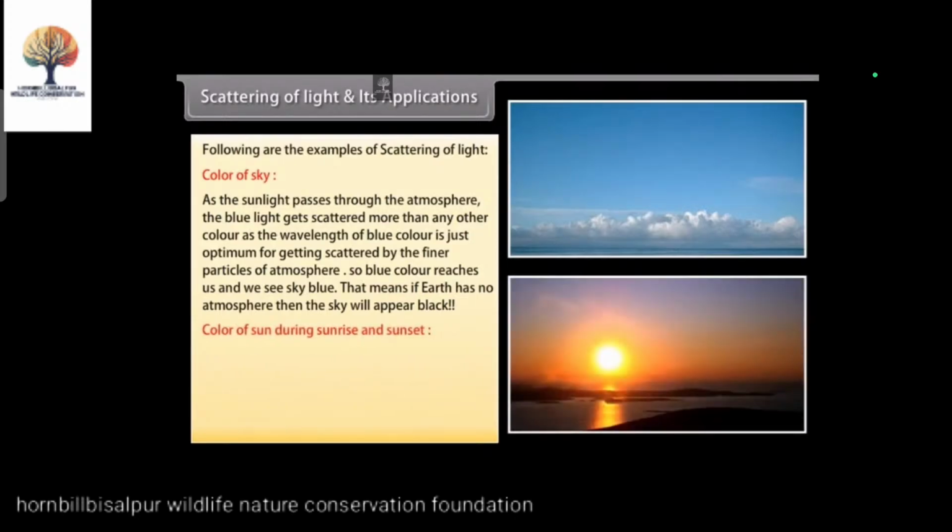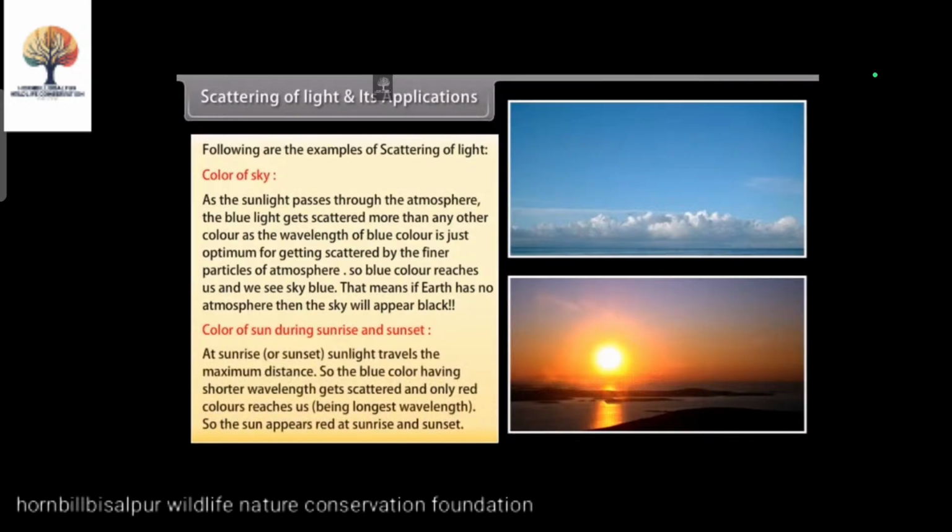Color of the sun during sunrise and sunset. At sunrise or sunset, sunlight travels the maximum distance. So the blue color, having shorter wavelength, gets scattered, and only red color reaches us, being the longest wavelength. So the sun appears red at sunrise and sunset.